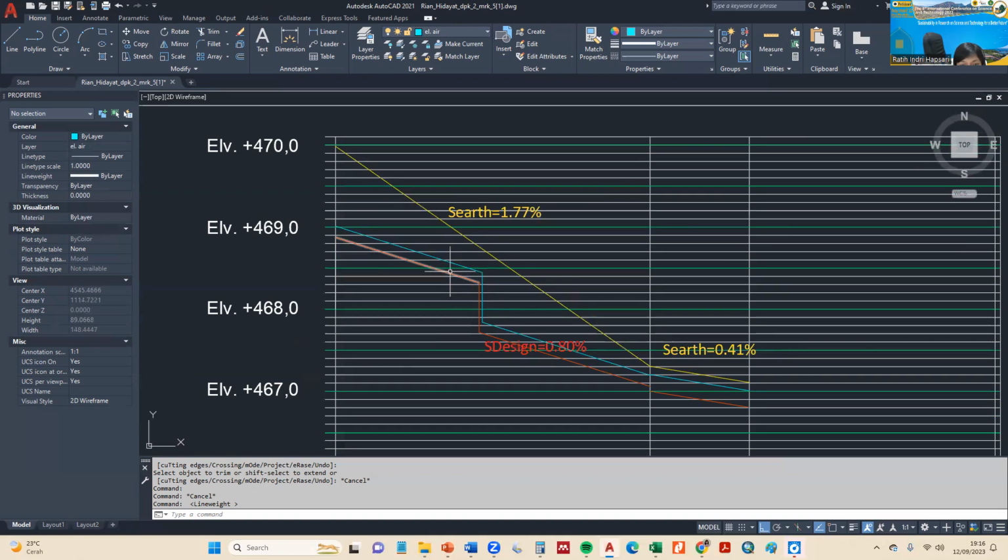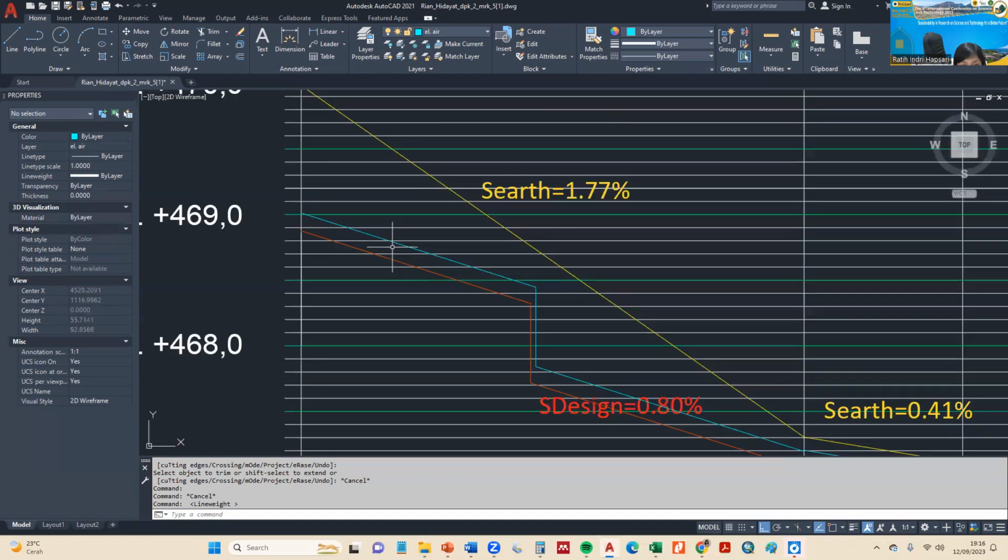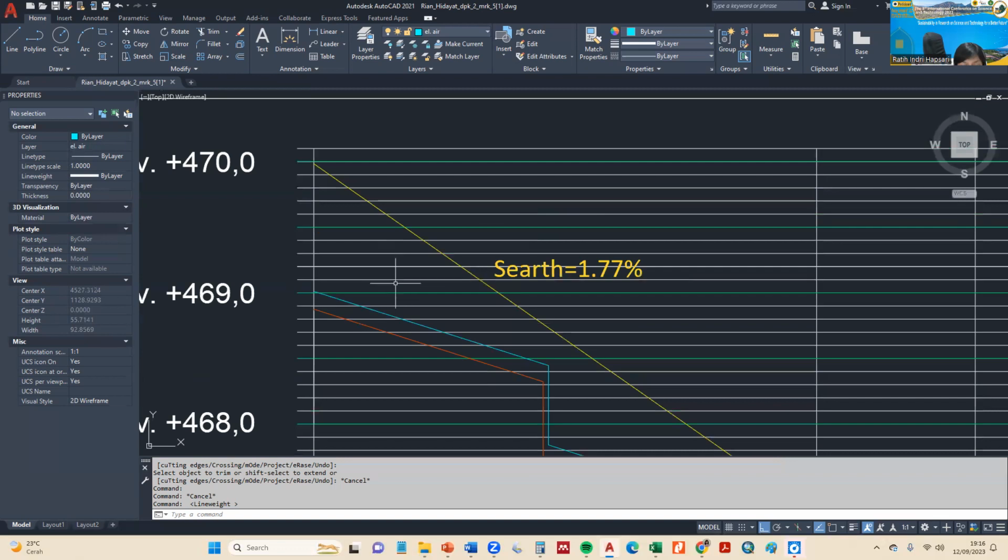If you still feel this is too steep, you can add one more drop structure here. The location is up to you, but we have to copy in the one series, yeah.